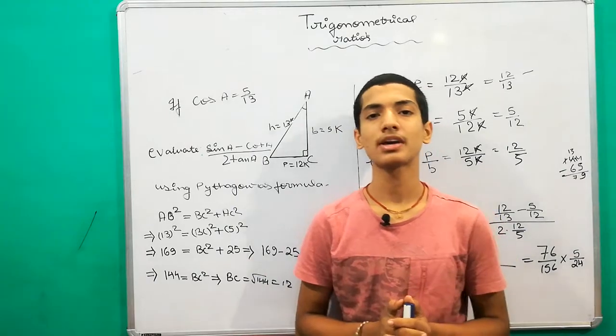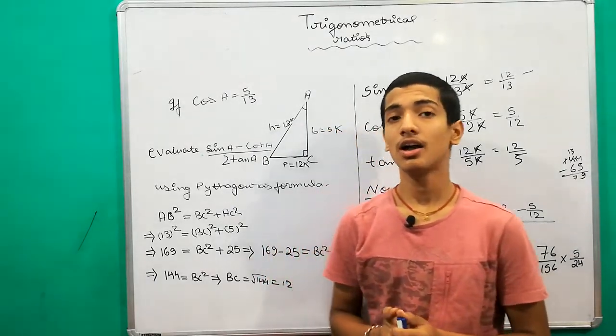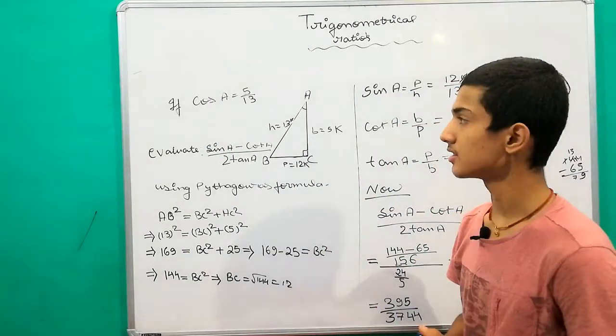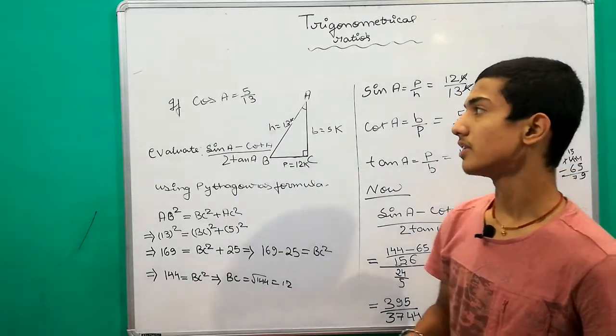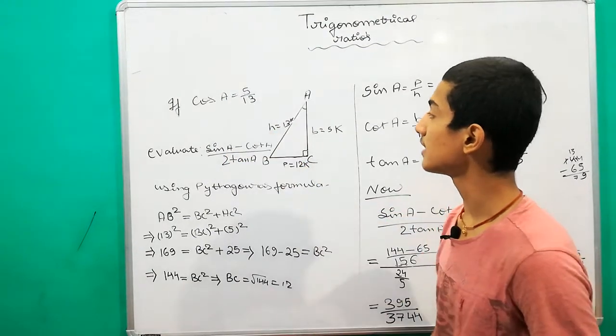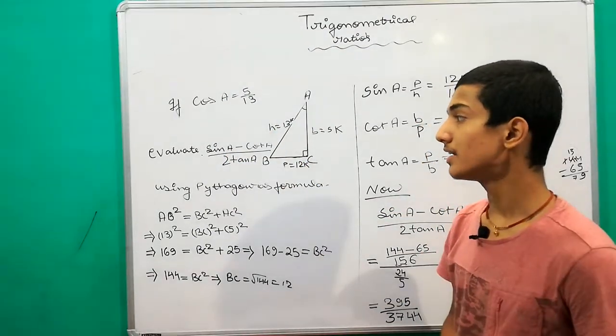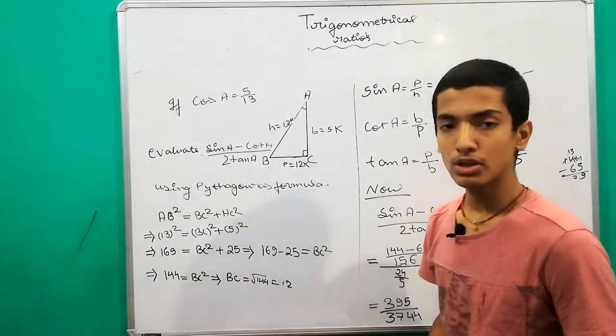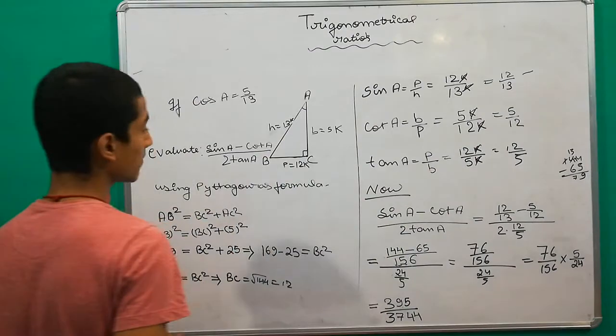Friends, today's topic is trigonometrical ratios, and I will explain some more questions of trigonometrical ratios. First exercise: the question is, if cos A equals 5 by 13, then evaluate (sin A minus cot A) by 2 tan A. So friend, how will we evaluate this?